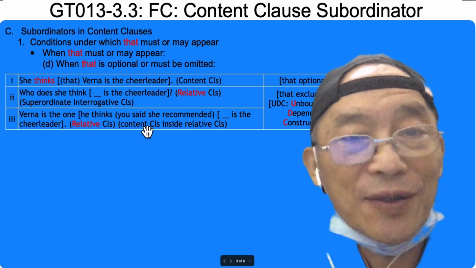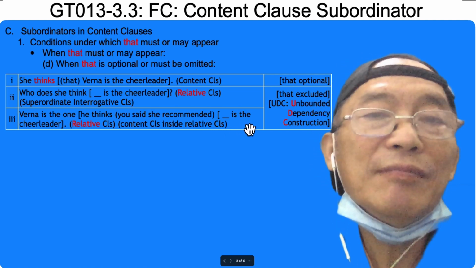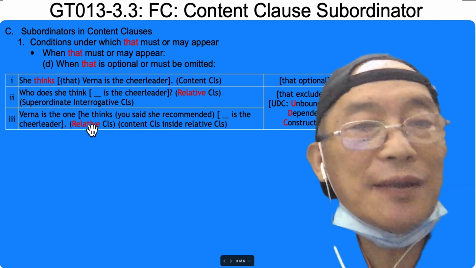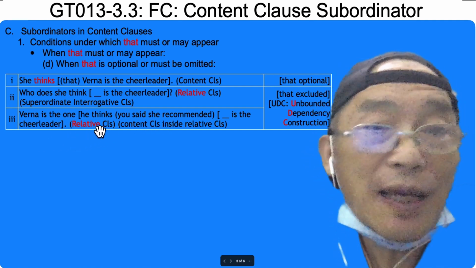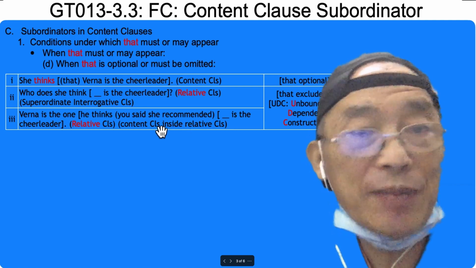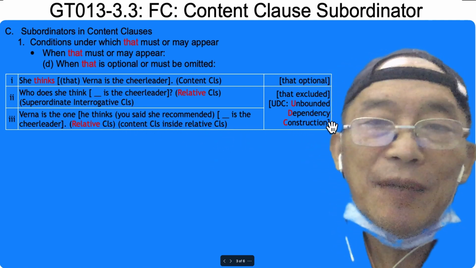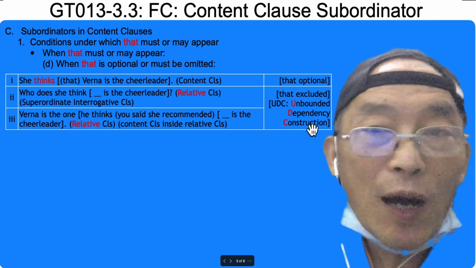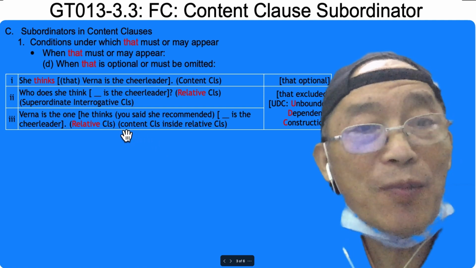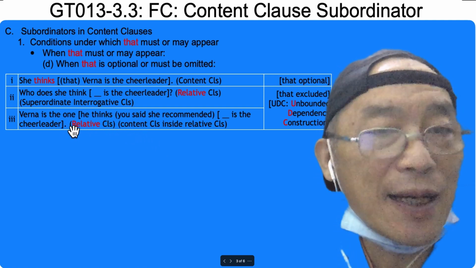He thinks you said she recommended. And then a content clause. So it's a content clause within this bigger relative clause. And there are many layers in between. That's okay. And this structure is called unbounded dependency construction. Why dependency? Because it's acting as a modifier, to modify the previous noun.